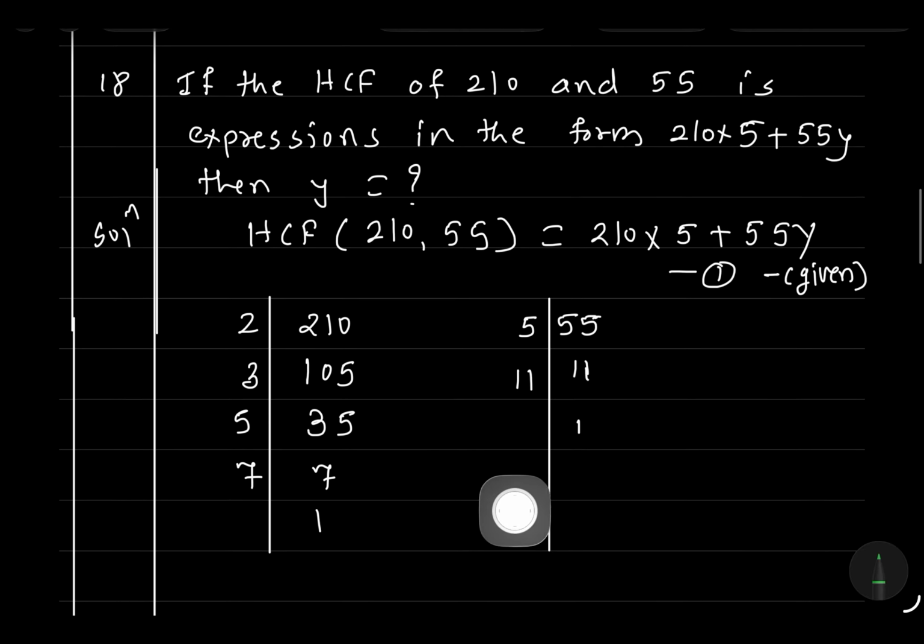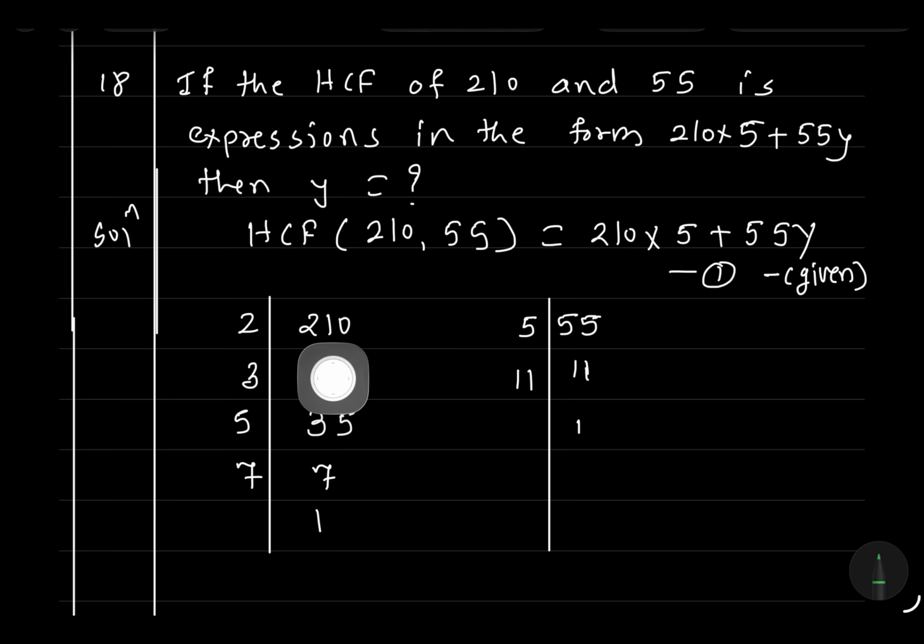Then 18: if the HCF of 210 and 55 is expressed in the form of 210 into 5 plus 55y, then find out y. So very simple, the HCF of 210 and 55 is given in this form. So we have to find out the actual HCF.